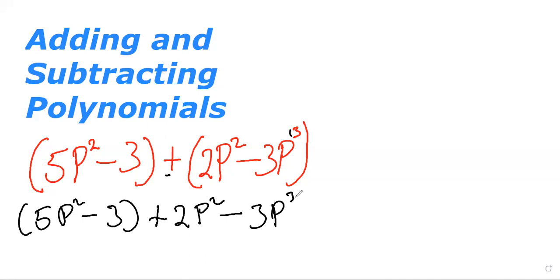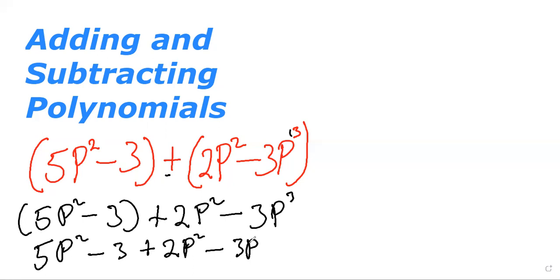Let's continue and see what we have right here. So what I'm going to do right here, I'm going to open this also. I'm going to be having 5p squared minus 3 plus 2p squared minus 3p to the power of 3. All right? So let me come over here. Now I'm going to take like terms.